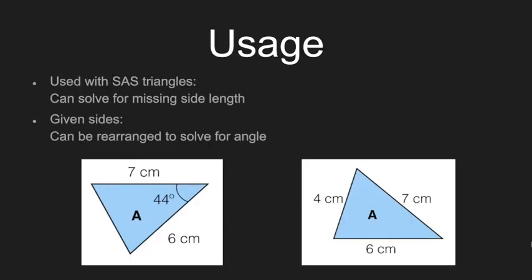When do we know when to use the law of cosines? The law of cosines can be used when we have an SAS triangle, side angle side triangle. The equation allows you to solve for a missing side length. Given all three sides, the equation can be rearranged to solve for an angle.